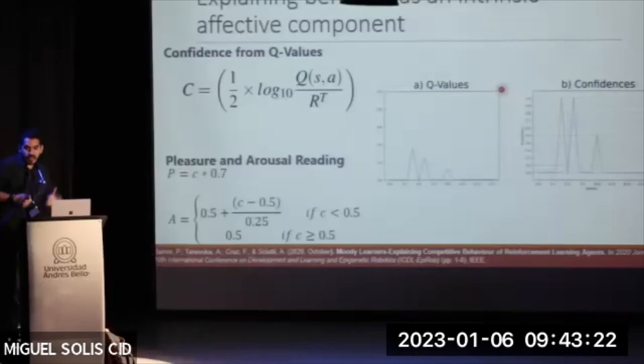And the work we did, how we tried to address this, was to transform the confidence values that we obtain from each agent into an arousal-valence value. So giving an intrinsic affective state for the agent while it's playing the game. So while playing the game, the agent can tell us, hey, I'm feeling good about the movements I'm doing, I'm feeling good about the actions I'm taking, until, oh no, I lost. I feel very bad about it.